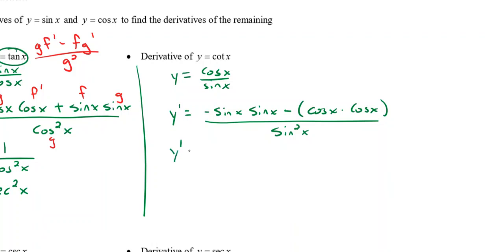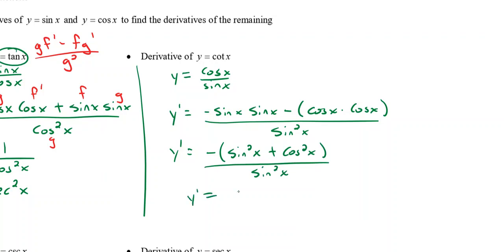Okay, so rewriting this, I'm going to factor out this negative right now. I'm going to do this in one step. So this would be negative, and then we'd have sine squared x plus cos squared x all over sine squared x. And again, sine squared x plus cos squared x, that's 1. So y prime is equal to negative 1 over sine squared x, which would also be known as negative cosecant squared x.